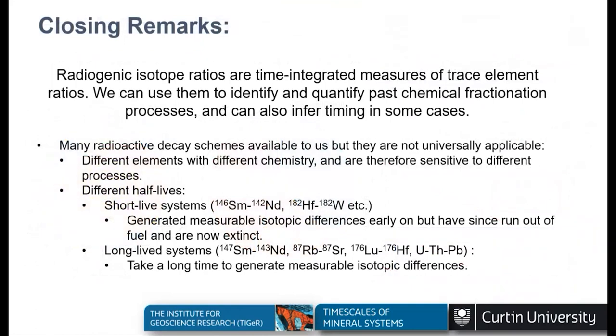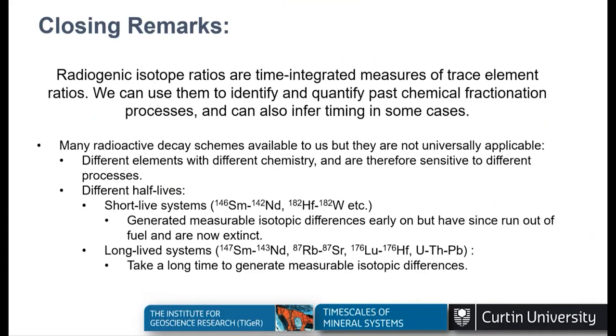So I think I'm just a bit over time, but closing off, essentially what I've tried to demonstrate is that what you measure with radiogenic isotopes are just time-integrated measures of past chemical fractionation events, essentially trace element ratios. And we can infer that those fractionation events happened, say something about the magnitude of those fractionation events, and in some cases also say something about the timing.